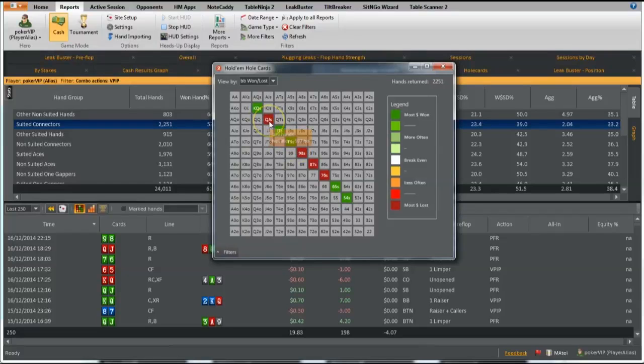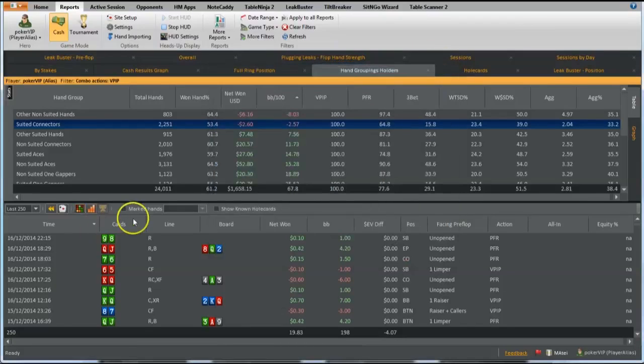You can see Queen Jack suited appears to be causing him problems over 309 hands. Maybe he's misplaying Queen Jack suited, some of these lower suited connectors as well. But certainly the bigger the sample, the less he's going to be affected by variance. So it looks like there isn't a super clear trend here, but you can break down the filter even further.